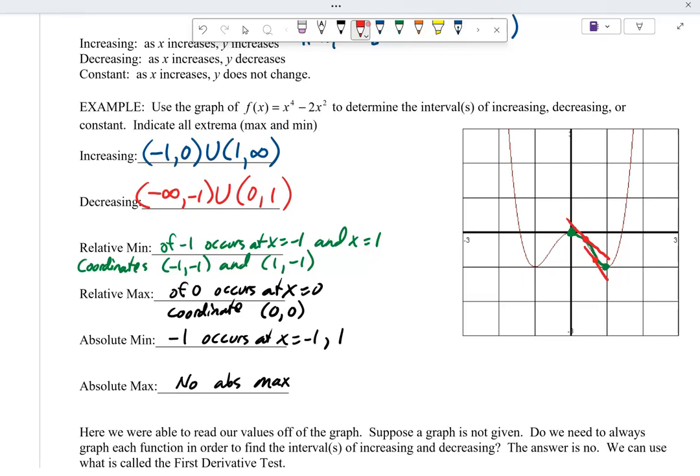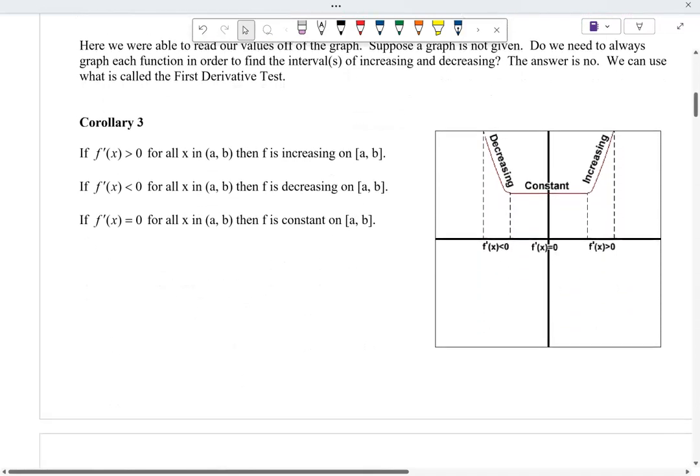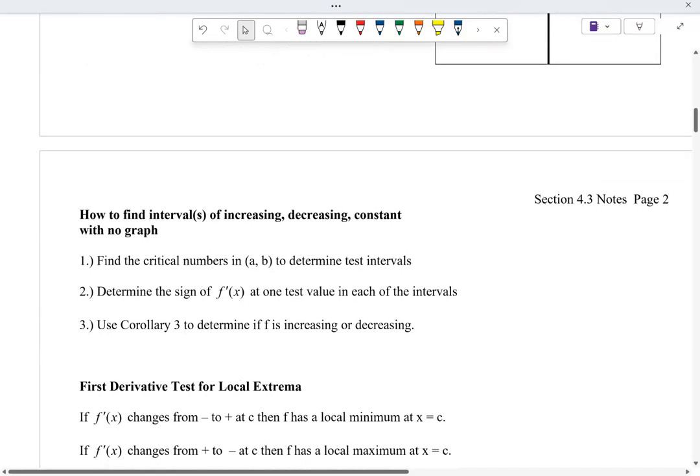So how do we do this when we've got no graph given with our calculus? Well, number one, we're going to find our critical numbers to determine the intervals that we're going to test in. And then number two, we're going to ask, is the derivative positive or negative within those intervals? That'll tell us if we're increasing or decreasing. And then make the conclusions off of that.